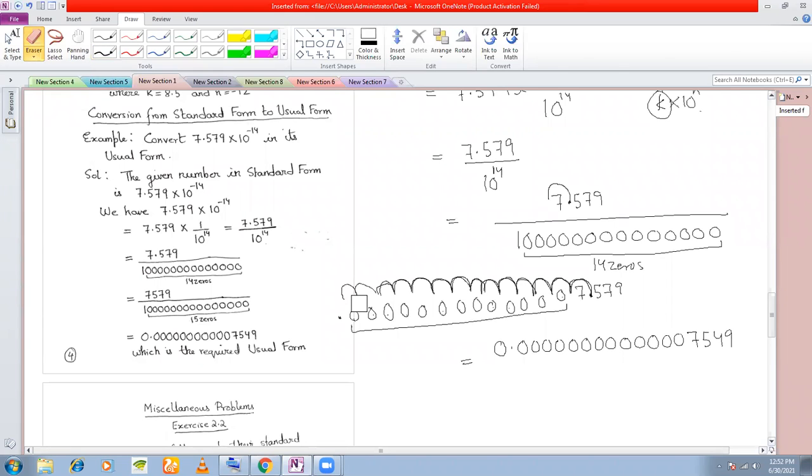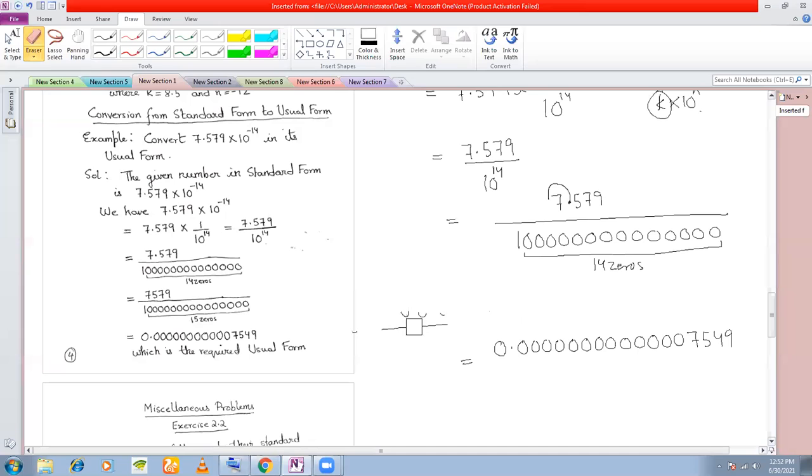Is this clear? Yes, sir. So that is how you convert your standard form to usual form. Normally, conversion of standard form to usual form is not given. Normally, you'll be given the usual form. You'll be required to convert it to your standard form.